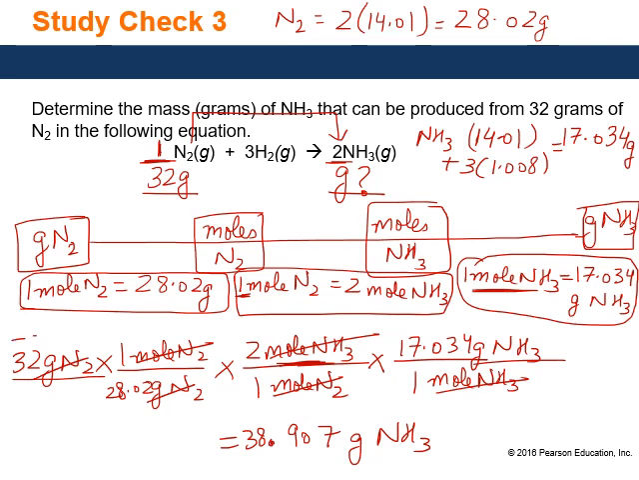Now the starting number, this is 2 sig figs, this is 1, 2, 3, 4 sig figs. This we don't care about because it's just a counted value. This is 1, 2, 3, 4, 5 sig figs. Least of them all is 2. So my number should end at 8. The following digit is 9, so this would become 39 grams of ammonia. That's your final answer.